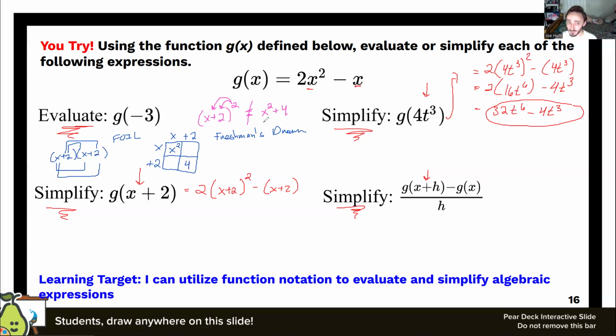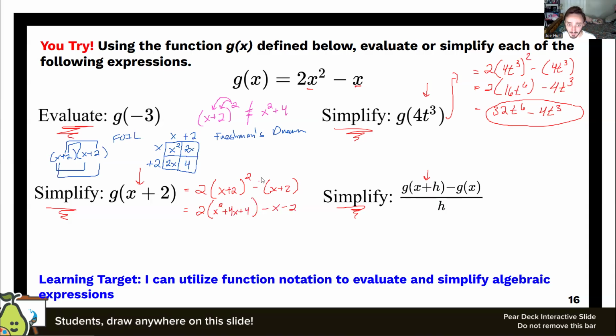But notice the freshman's dream fails because it forgets to do the other two multiplications. I've got x times 2, and I've got that happening twice. So when I add everything together in that area model, it's not just x squared plus 4. It's a little more complicated than that. So as I simplify this down, (x plus 2) to the second is like x squared plus 4x plus 4.